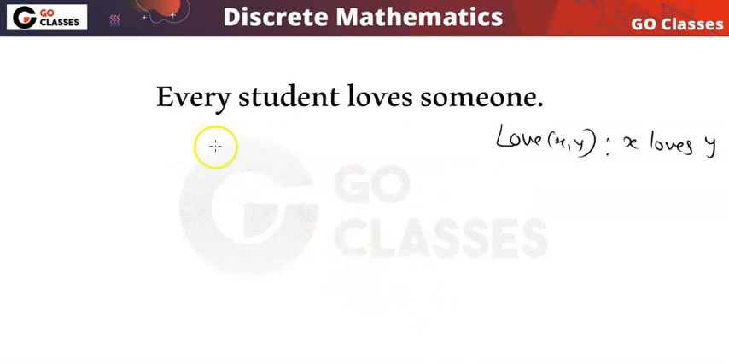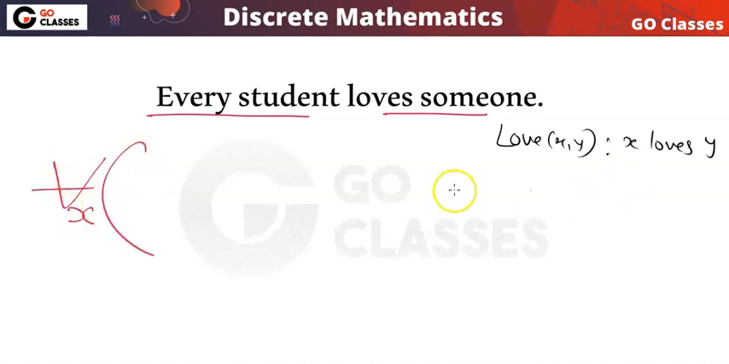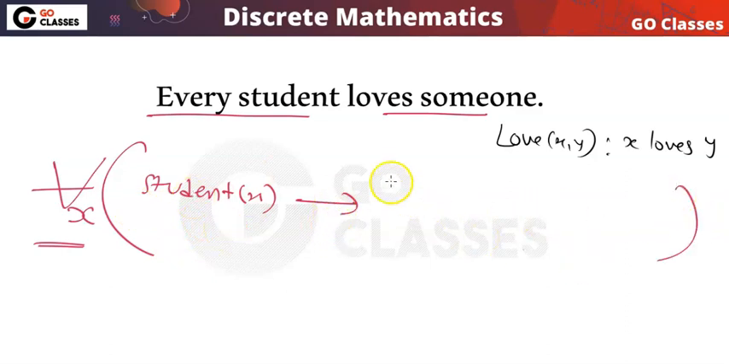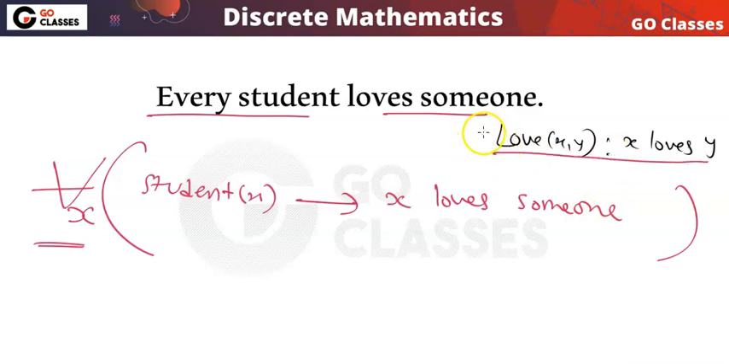Next. So let's see this example. Every student loves someone. It means for all X, if X is a student, then X loves someone. Correct? X loves someone. So let's use this predicate. The predicate is given. Love XY means X loves Y. So let's use this predicate.